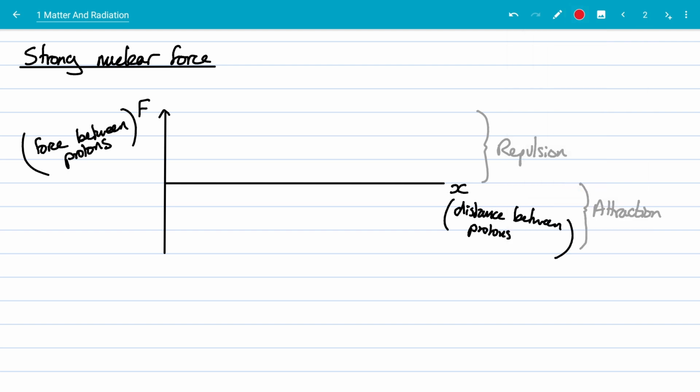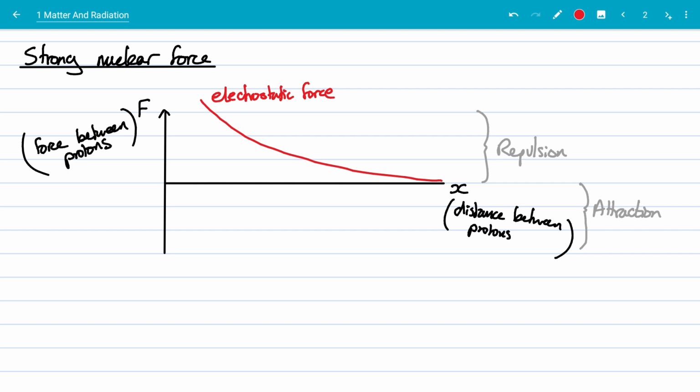Well, the electrostatic force does something like that. That's the electrostatic force. It's always repulsive. And if that was the only force acting in the nucleus, then the nucleus would blast apart because the protons are pushing against each other. The gravitational force between those protons is absolutely minuscule, so we're going to ignore that.